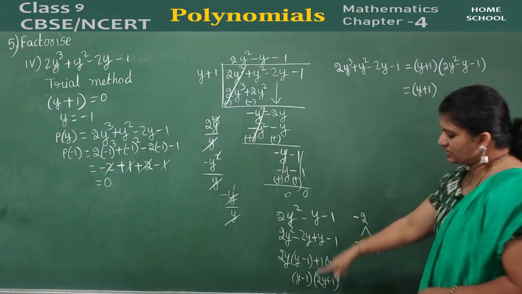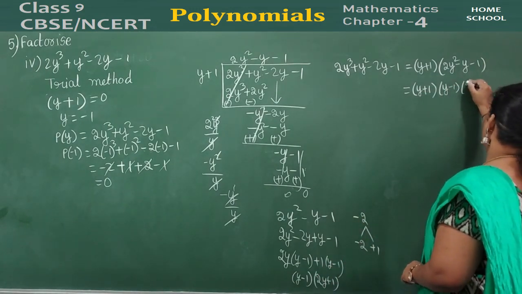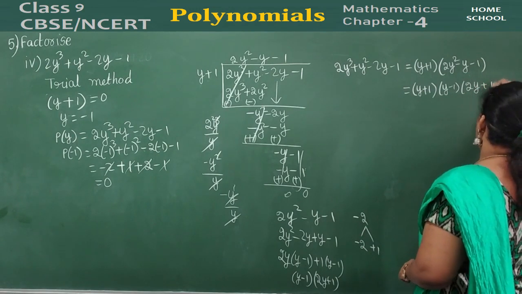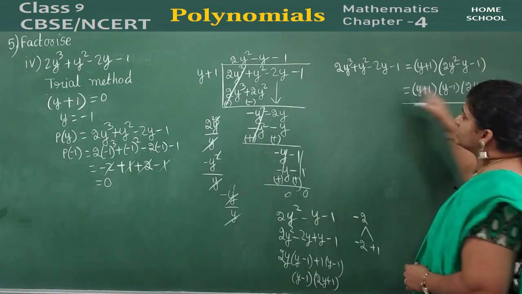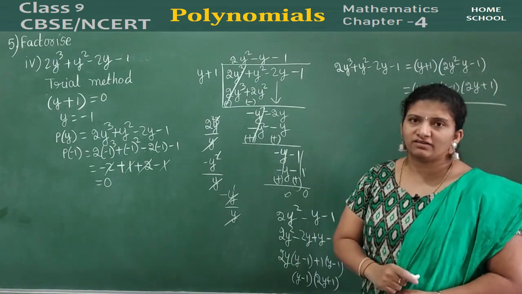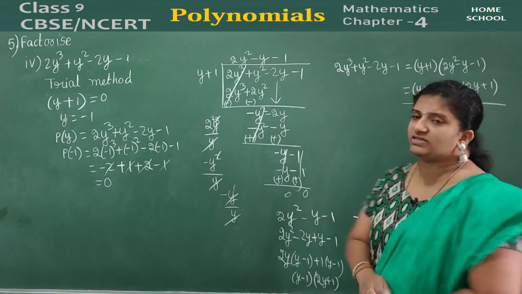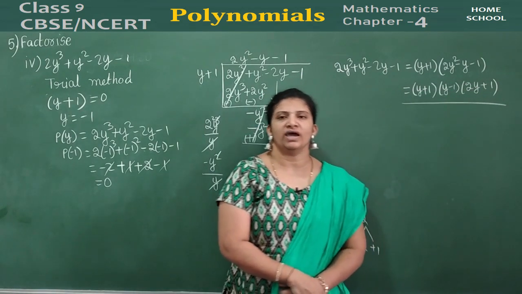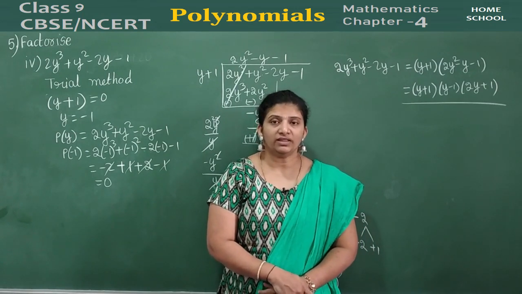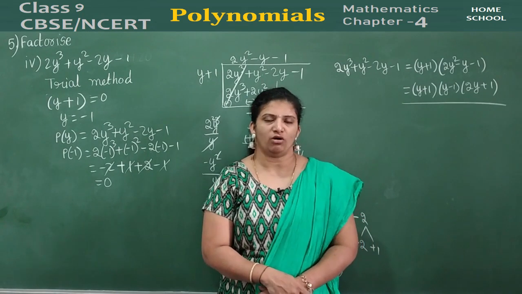If you factorize this, what we got? Y minus 1 into 2y plus 1. Okay. So what are the factors for this, children? How can you factorize this? 2y cube plus y square minus 2y minus 1 is equal to y plus 1 into y minus 1 into 2y plus 1. Okay, this is the way we do the factorization of a polynomial.